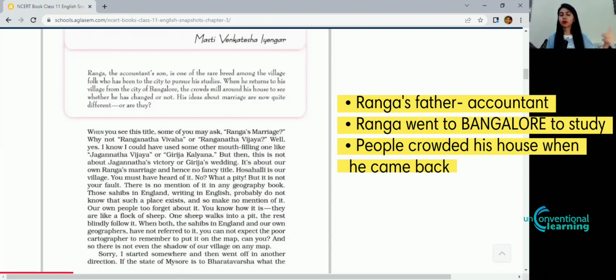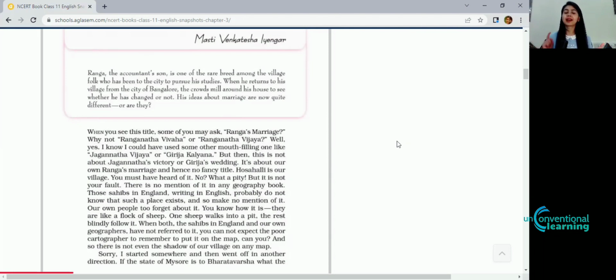You can see on the screen as well also. First, रंगा के पापा अकाउंटेंट थे, जो MCQ point of view से बहुत important है, because Term 1 तुम्हारा जो शुरू हो रहा है 7th, 8th, 9th examination, इसमें Ranga's Marriage is also coming. इसमें Ranga's Marriage भी आ रहा है. So the first important point is Ranga's father was an accountant. Second important point is he went to Bangalore to study. And third important point is that when he has returned, people have crowded around his house. और उसका जो शादी को लेके views हैं वो quite different हैं, या फिर वही घिसा पिटा views हैं, ये हम लोगों को chapters में पता चलेगा.